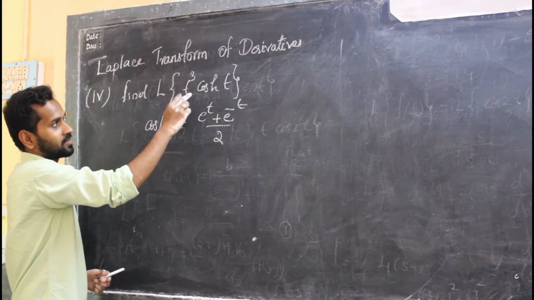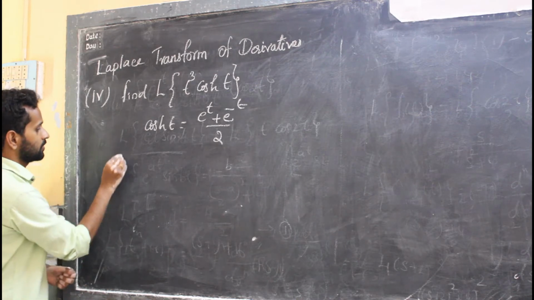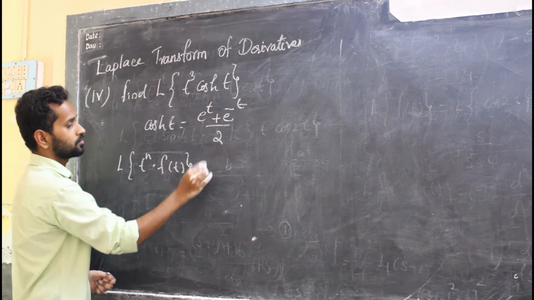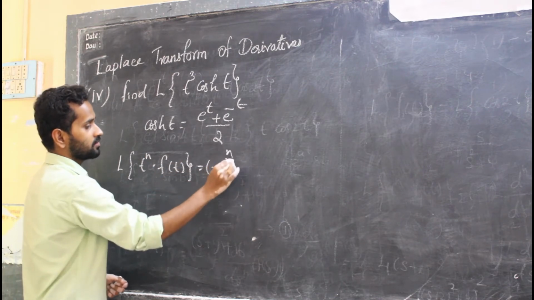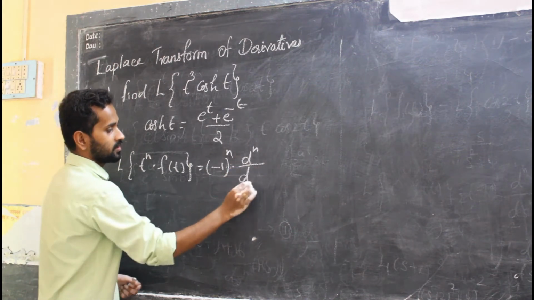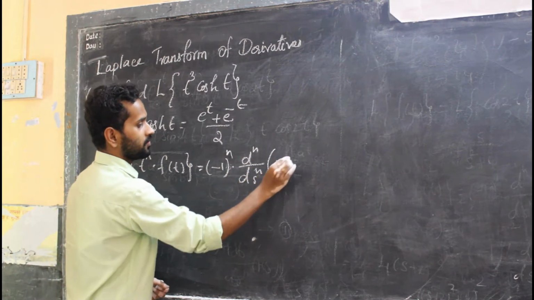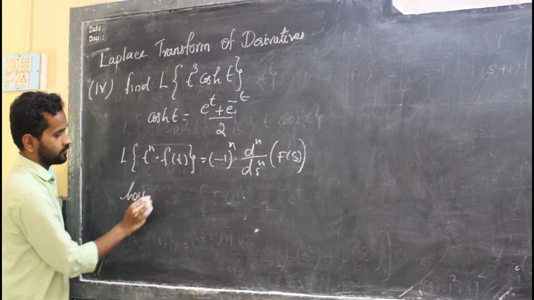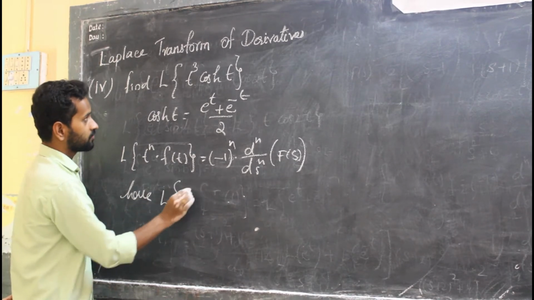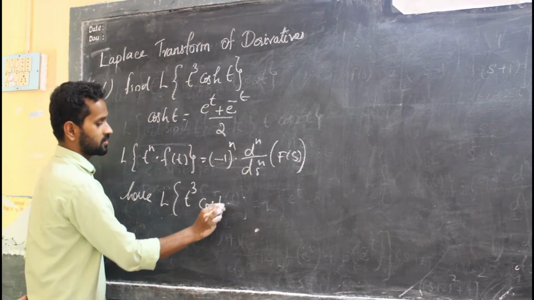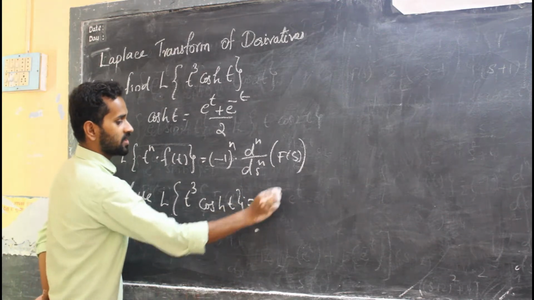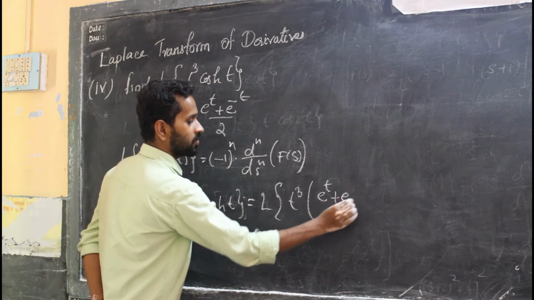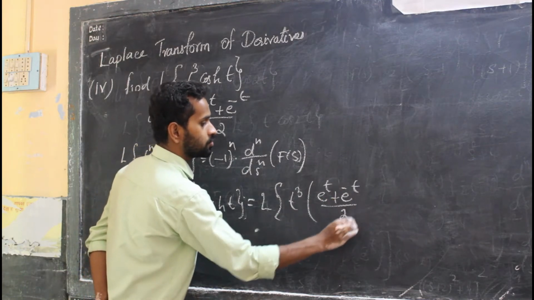So I have to use theorem number 2. That is, the Laplace transform of t to the power of n into f of t equals minus 1 whole to the power of n, d to the power of n divided by ds to the power of n, into f of s. Is it clear? Now I see here, the Laplace transform of t cubed cosh t can be written as the Laplace transform of t cubed into e to the power of t plus e to the power of minus t, divided by 2.